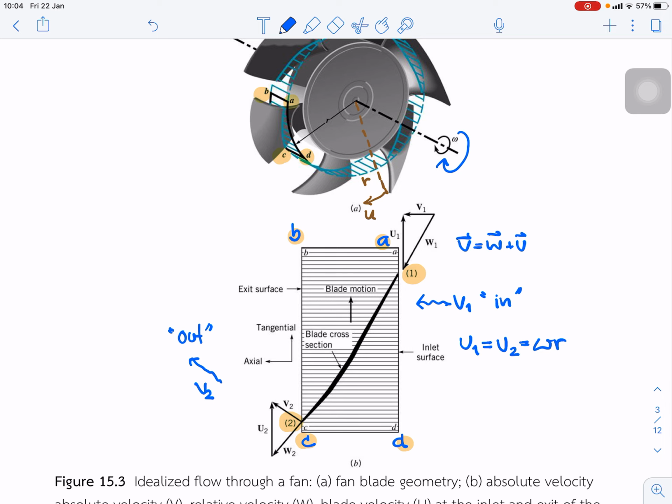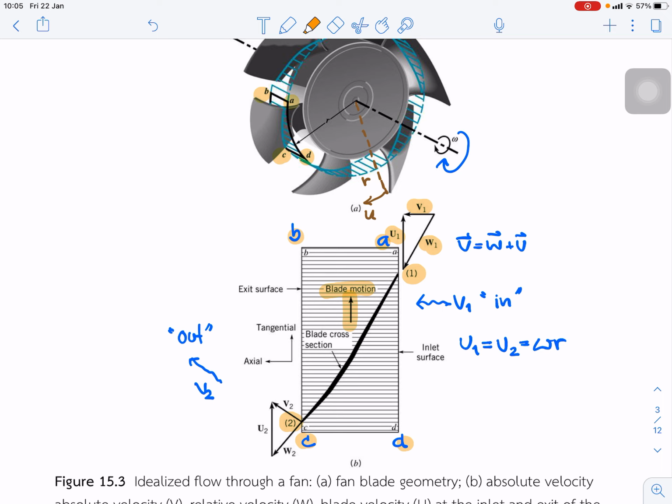The air entering and leaving is not necessarily tangent to the blade. So we construct the velocity triangle. In this case, there is the U1 here, because the blade motion is moving up. So U1 is moving up, and W1 is along the blade angle. Then V1 is perpendicular to the inlet surface. Okay, that is the velocity vector.